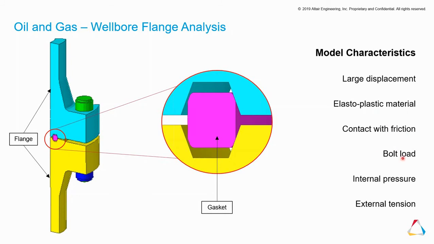It includes contact with friction, there's bolt load, and then we have the two operating load conditions. The internal pressure represents the fluid pressure on the inner surface, and then we have the external tension that applies on the top surface of the upper flange. The background to that particular load case is that maybe at the surface there could be an operator that might relocate or move the structure, and that will create an upward tension causing the two flanges to separate. The idea is to see that under all those load conditions there is no breach in the seal.